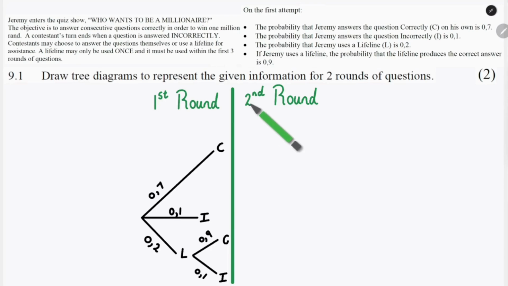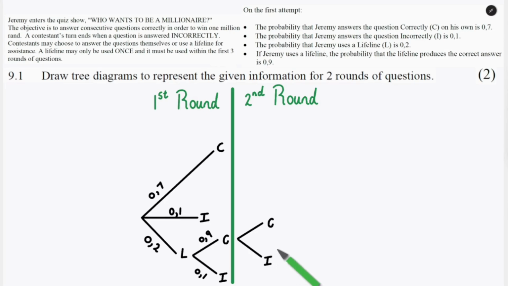Now we're going to have a look at the second round. Okay, so if he answers it incorrectly, his game is over. So there's no branches after the I's because his game is over. He goes home. Okay, so we're only going to have branches after the C's. So this C over here, I've used the lifeline already, so I can't use another lifeline. So I've only got two options. I can get the answer correct or incorrect. And just for reference sake, you may only use a lifeline once. I used it in the first round over there, so I can't use it in the second round.